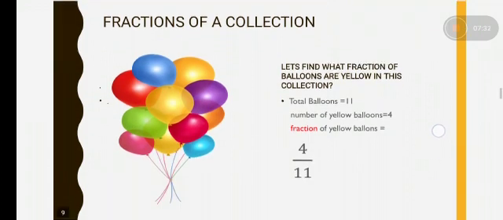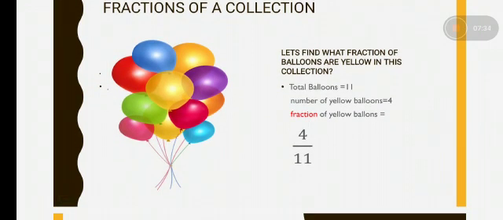Now fraction of a collection. Now we have this beautiful bunch of balloons. Let's find what fraction of balloons are yellow in this collection. So total number of balloons are 11. Number of yellow balloons are 4. So fraction of yellow balloons will be 4 upon the total number, that is 4 upon 11.